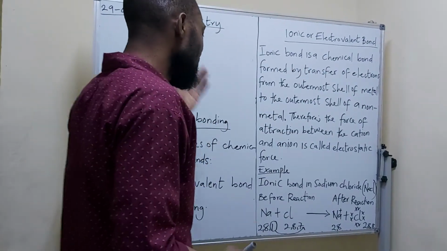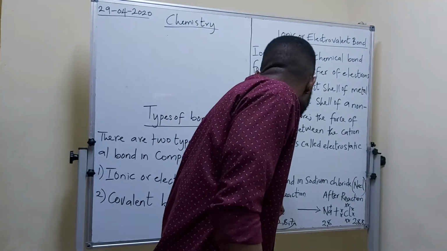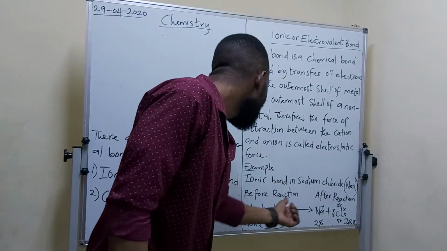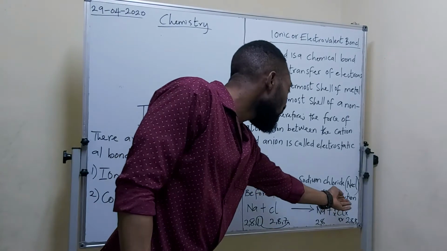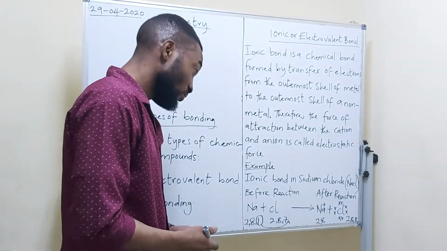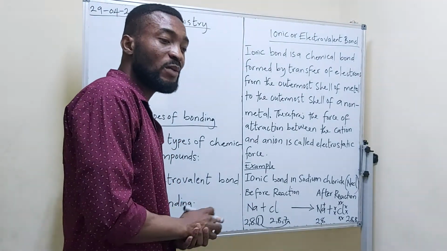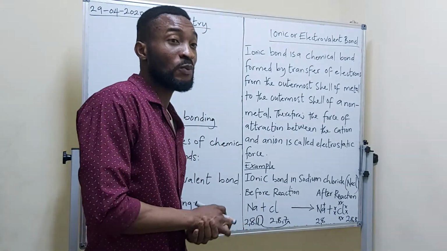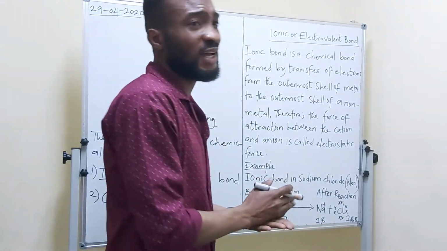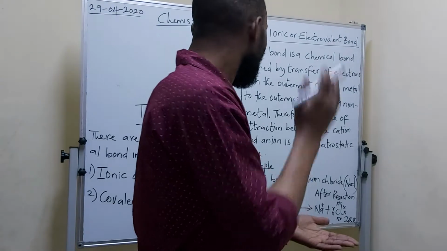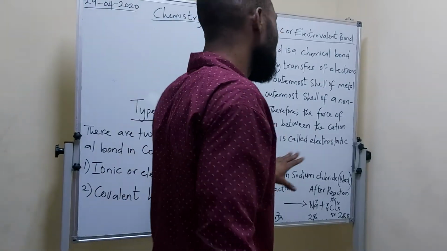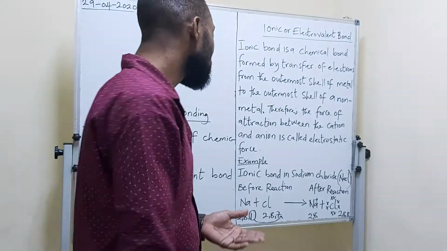In ionic bond, you see from the example here, ionic bond in sodium chloride, that is NaCl. Here is before the reaction, and this is after the reaction. Sodium is a very popular element that we know, and chlorine as well, from your first 20 elements. Like I told you, this is a must for you to know. Without this, you may not enjoy chemistry. You must know their numbers and their symbols, so you'll be able to deal with anything relating to chemical equations.